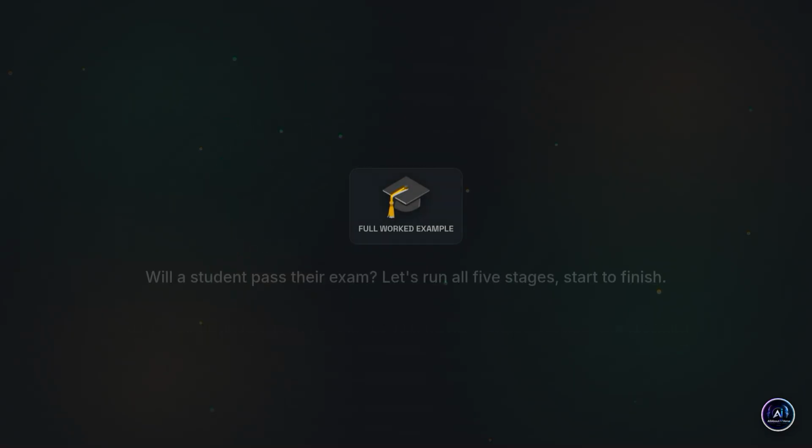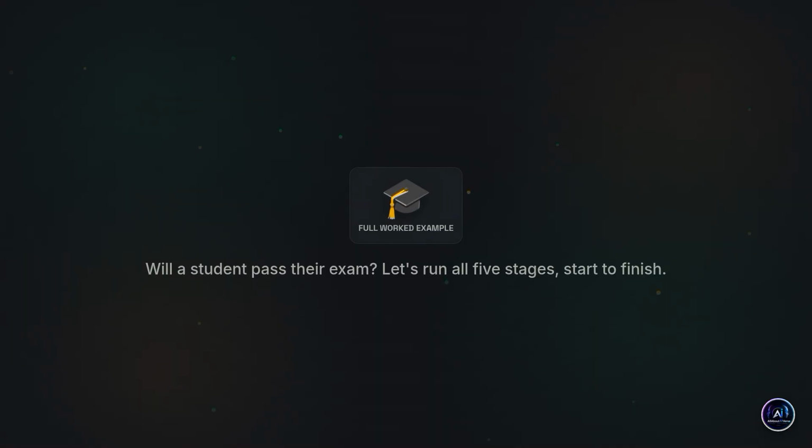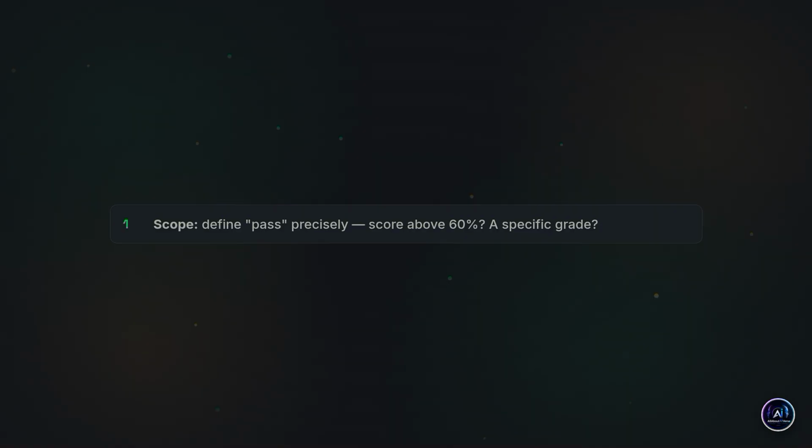Let's make this fully concrete with a real-worked example, start to finish, predicting whether a student will pass an exam. Scoping. Define pass precisely. Is it a score above 60%? A specific grade letter? Get specific, or the whole project drifts. Acquisition. Gather the data that could plausibly predict this: attendance records, hours studied per week, and grades from previous exams. Exploration. Look at that data. Maybe you notice students below 70% attendance almost always score lower. That's a pattern worth keeping.